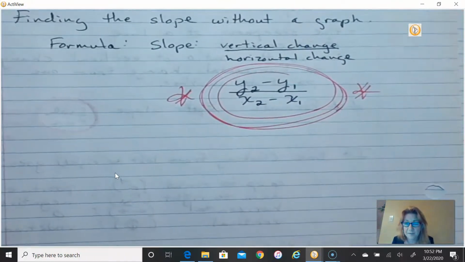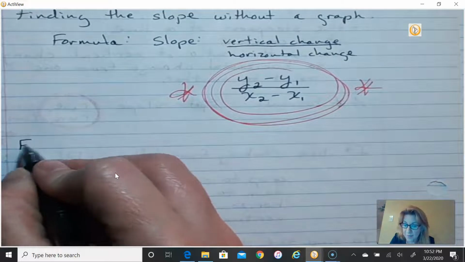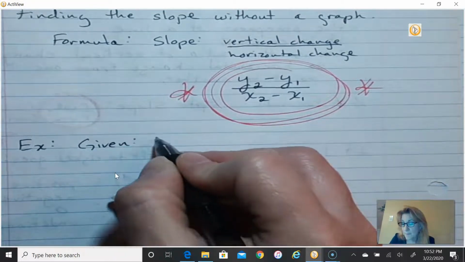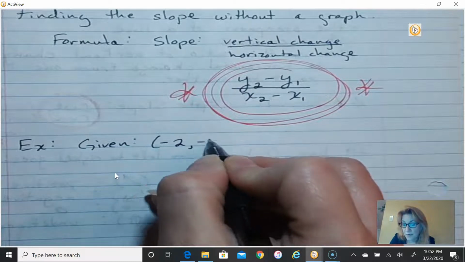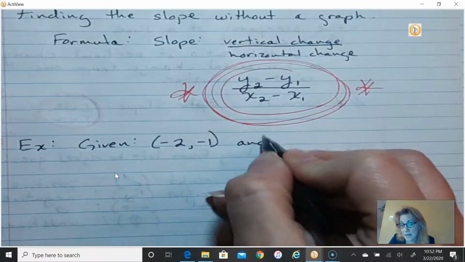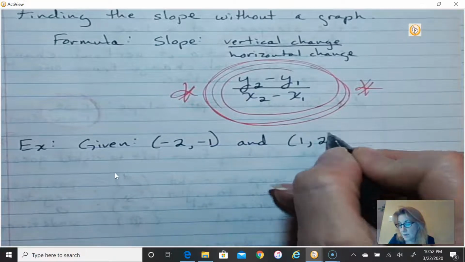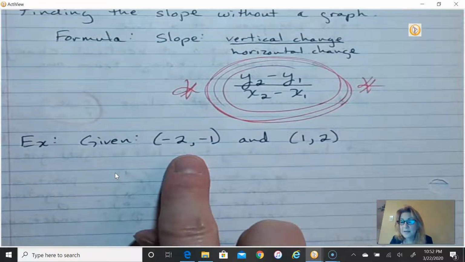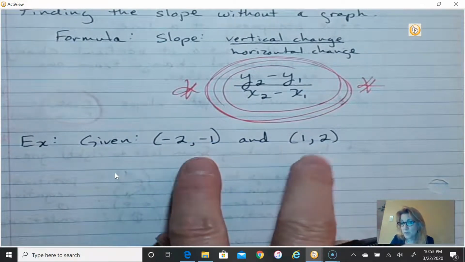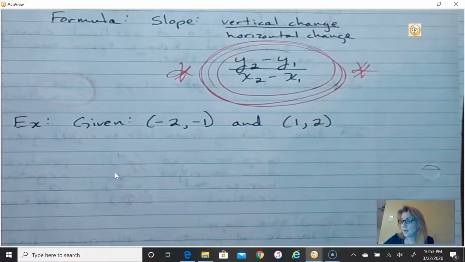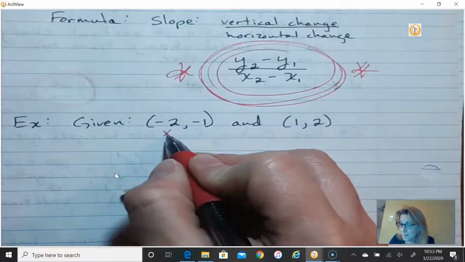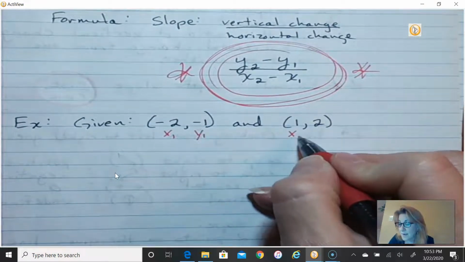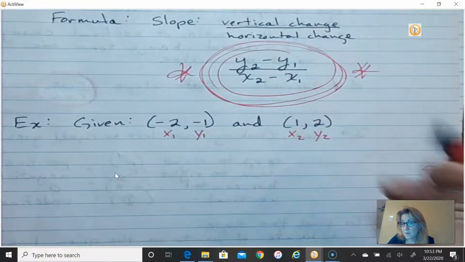All right. So anyway, that's the formula if they do not give you a graph, but they give you 2 points. So, example, given -2, -1, and 1, and 2. So if they give you 2 points and say, hey, find the slope of 2 points. This is going to be your x1. This is your y1. This is x2, y2.